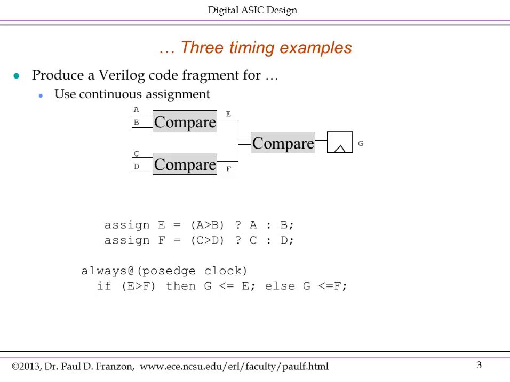But this is different code than the one on the previous page. Here I'm very explicitly making these operate in parallel rather than in a serial fashion. The second procedural block, the one that builds the register G, stays the same.